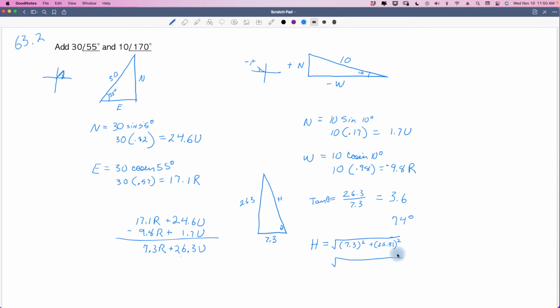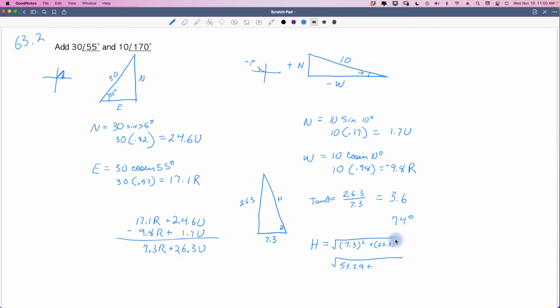So that ends up being 7.3 squared is 53.29 plus 26.31 squared. Where did I get 26.31? All right, I got that from the book. Sorry. 26.3 squared is what number we used.